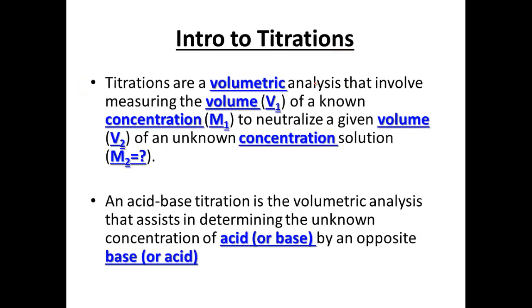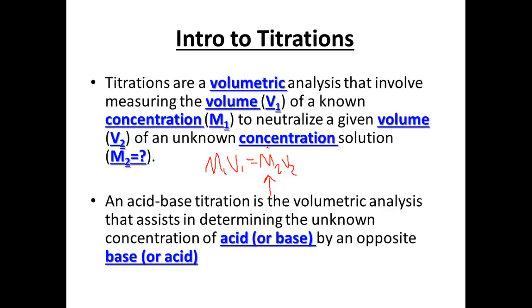So titrations. A titration is a volumetric analysis that involves measuring the volume of a known concentration to neutralize a given volume of an unknown concentration. So in essence, we're looking at M1V1 equals M2V2, where the only thing you don't know is the concentration of your unknown substance. Okay.